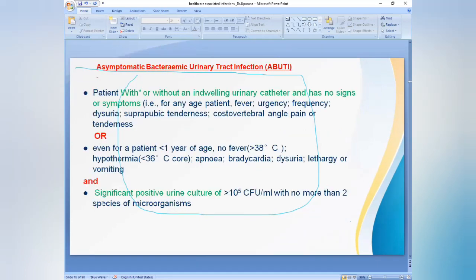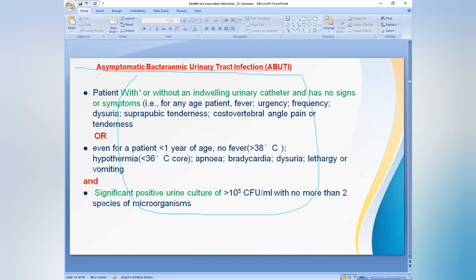Moving on to asymptomatic bacteremic urinary tract infection. This is with or without the presence of an indwelling urinary catheter. Generally, patients don't have symptoms, as the word itself describes, it is an asymptomatic urinary tract infection. So there are no signs and symptoms, no fever, no urgency, no frequency, or suprapubic tenderness.